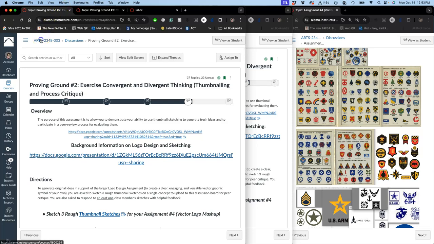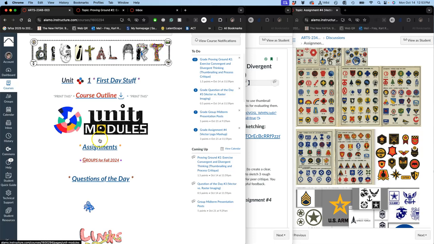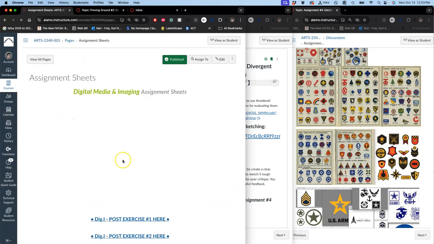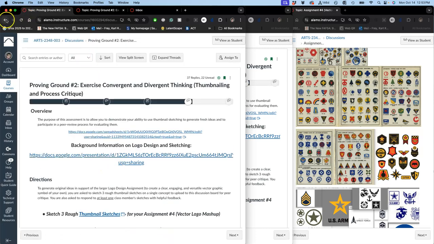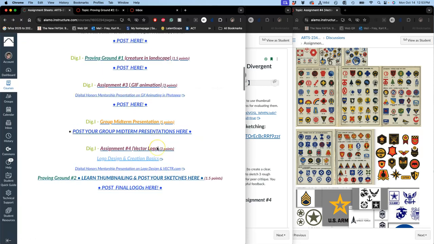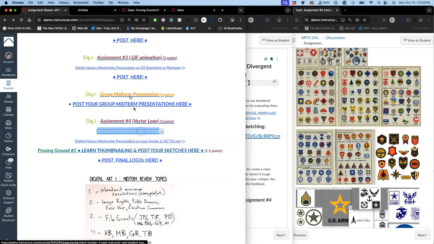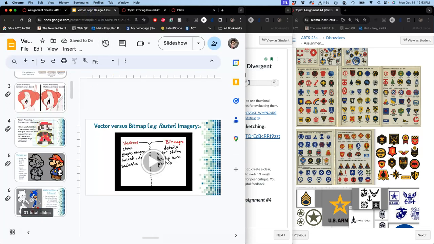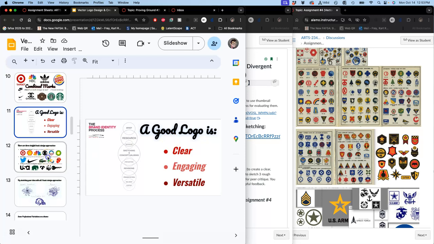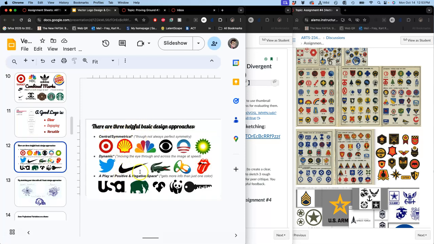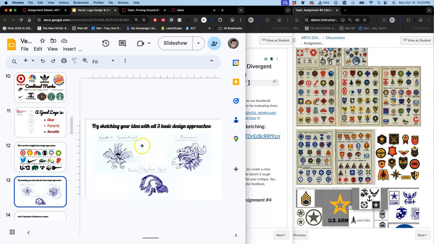Or you can shortcut to it like you can with all assignments except for questions of the day by going to assignments and scrolling down, and you'll see assignment 4. But part of assignment 4 is the proving ground. So proving grounds are always green. The assignments are always the red. So we can also get to it that way. Now, what's nice about the assignments page is we also have some resources. We have a link to my basic presentation on logos that we've looked at. But if we go a little bit further in that, beyond just what a good logo is and beyond the three approaches, central symmetrical, dynamic, and a play of positive and negative space that you're trying to do with your thumbnails, we see some examples.